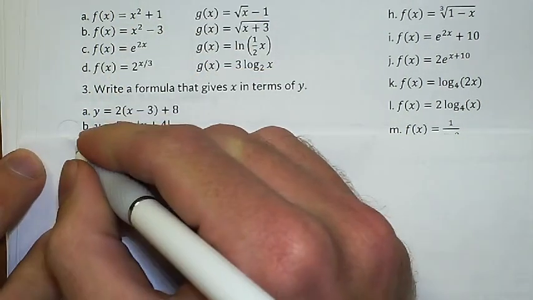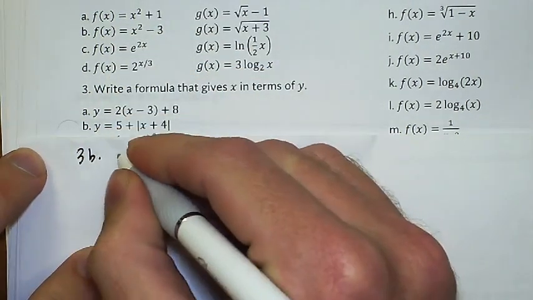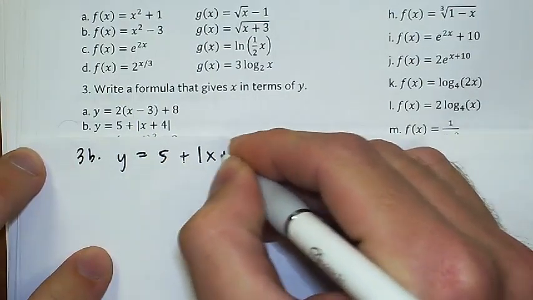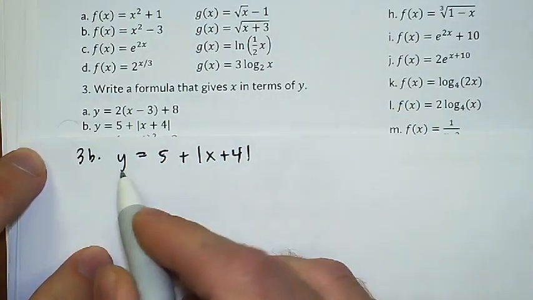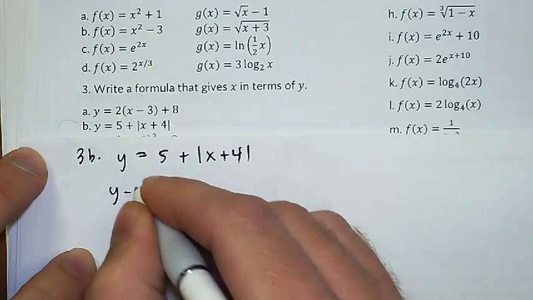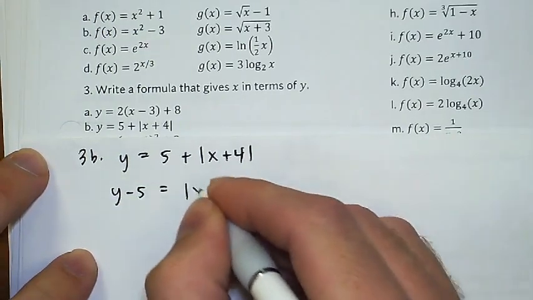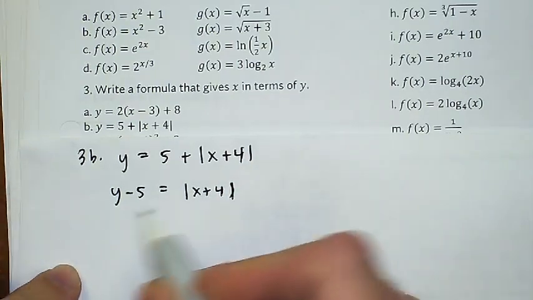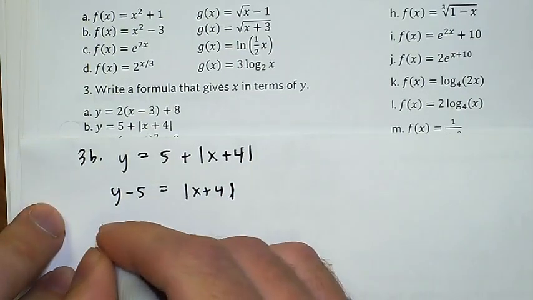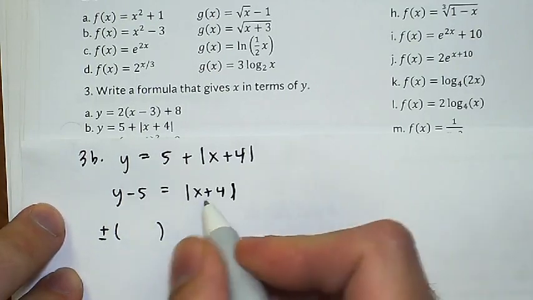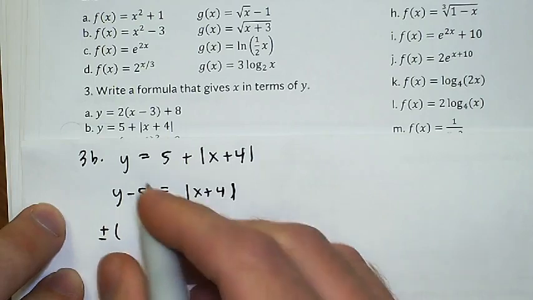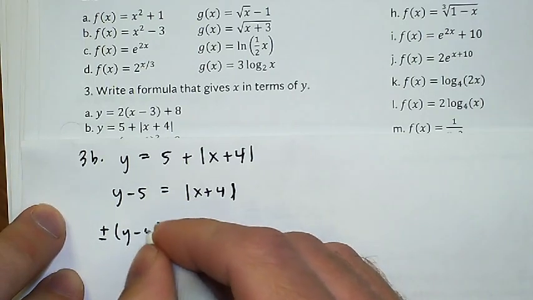All right, the next one's going to ask us to solve an absolute value equation. So we always have to isolate the absolute value first, so I'll subtract 5. That'll be equal to the absolute value of x plus 4. Oh, whoops, absolute value. And then to drop the absolute value, we need a plus minus on the other side. But we want plus minus the whole thing, because if the absolute value of this number equals y minus 5, then the number either equals y minus 5 or it equals the negative of it.